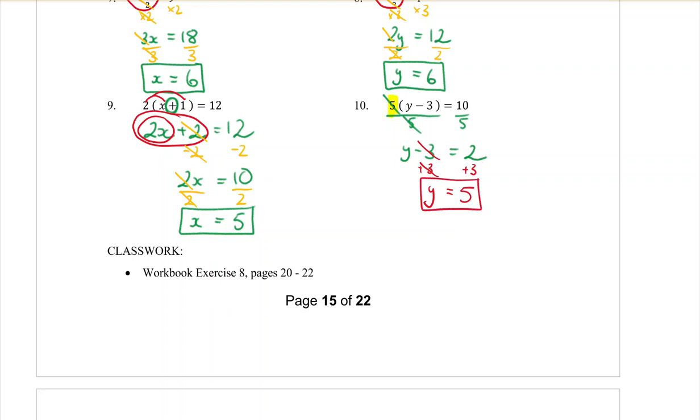Okay, so you don't have to be able to use both of those methods. You might find that you prefer one or the other, but that is it. You need to do exercise 8, which is pages 20 to 21 of your workbook.